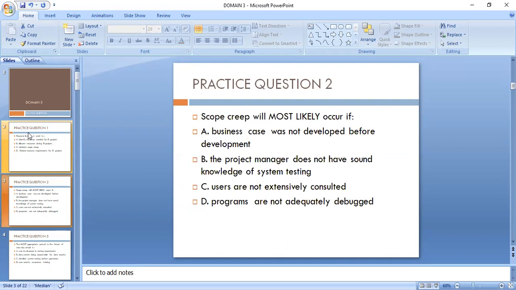The new requirements are coming up. So that can happen if users or stakeholders have not been adequately consulted. So the answer is C.